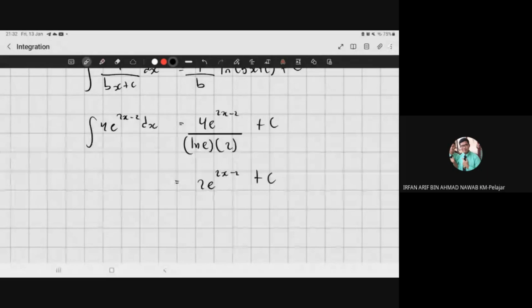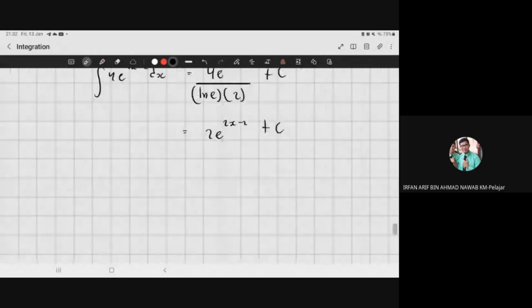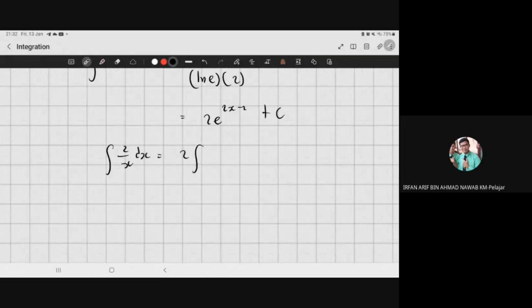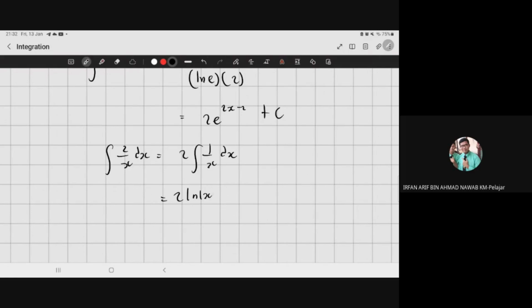And then another one for ln. Let's say we integrate 2 over x dx. We bring the 2 up front. We get the integral of 1 over x dx, and you will get 2 ln x plus c. Right?